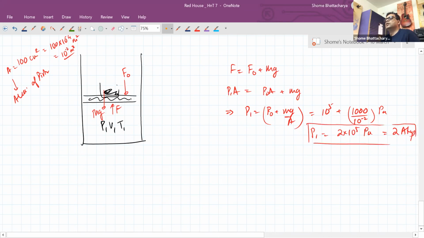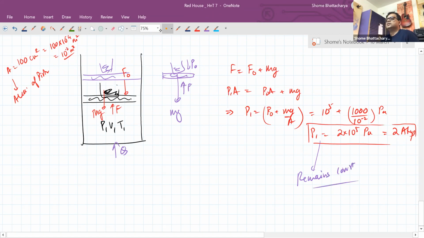Okay. Now the thing is, from here, as we are supplying heat, the gas is going to expand because the piston is free. But at the new state also, what is happening? The free body diagram of the piston is the same. It's the same forces acting on the piston, mg, force F, and P1. So you can see that this pressure remains constant.